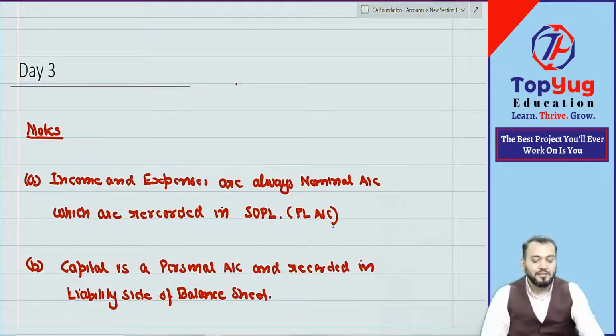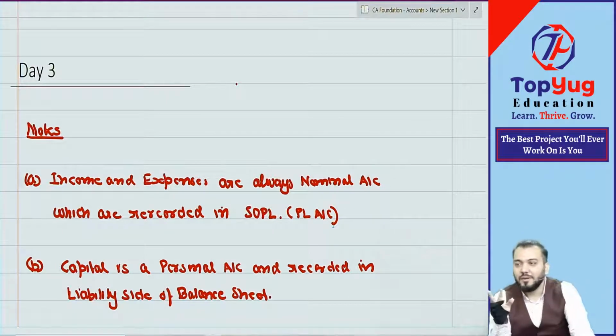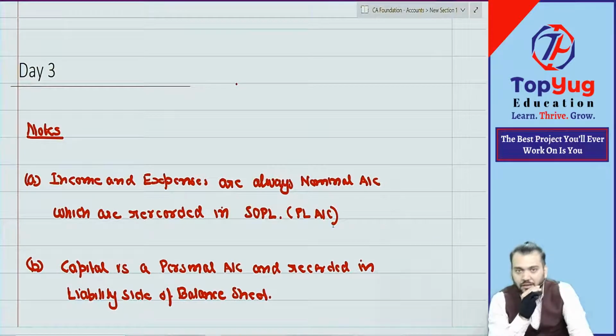Fine? Now, last class we have done both the approaches. One is the accounting equation approach. The second is the traditional approach. Any doubt? No doubt. Correct. Have you done revision?